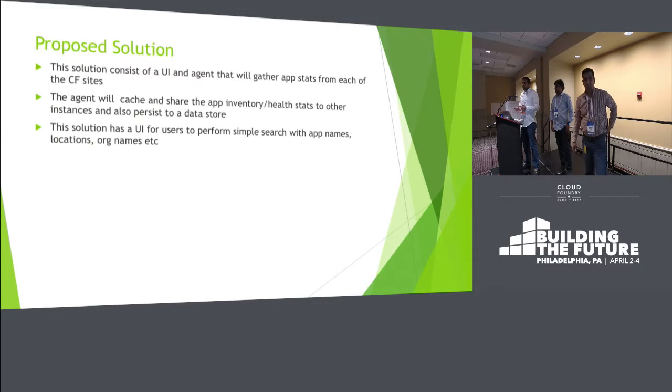From there, we'll pull that information into our UI. It's a custom UI that can later be integrated with a status UI, or we can do many things. So this will be a simple search by just giving an application name. It will search across all the multiple sites available and give us the health.